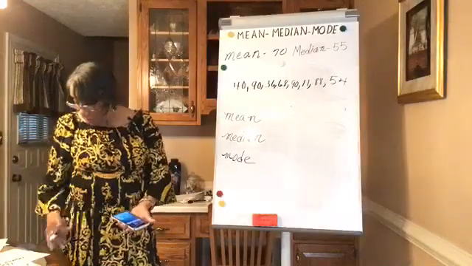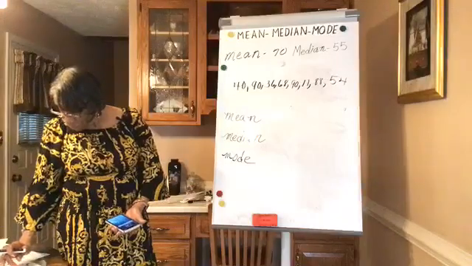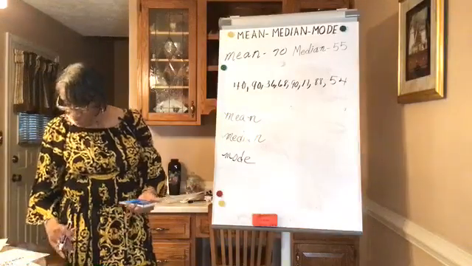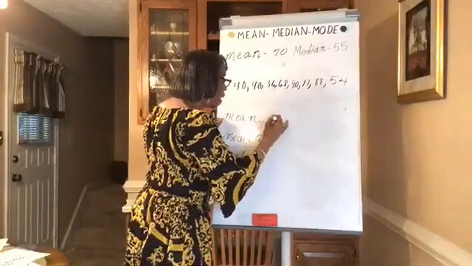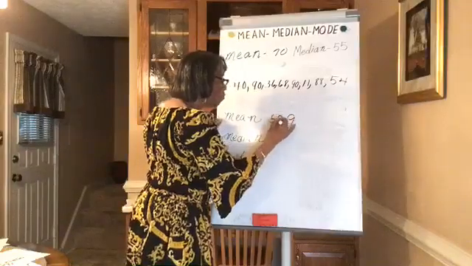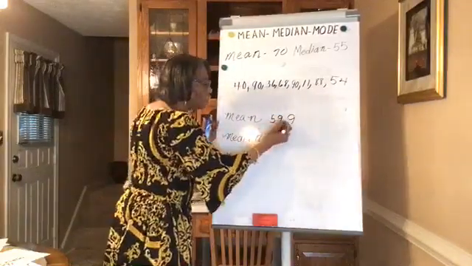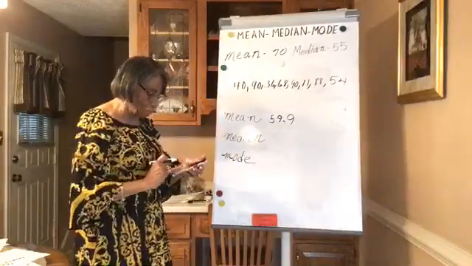Okay, I think you would get 59.9. All right. Now, I've allowed you to use calculators today because we don't want to complicate it with the numbers. We want to get the processes today.